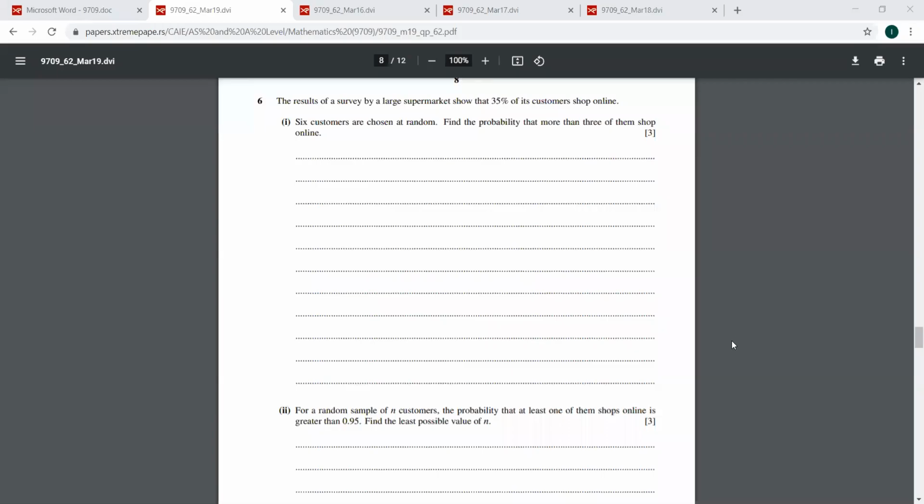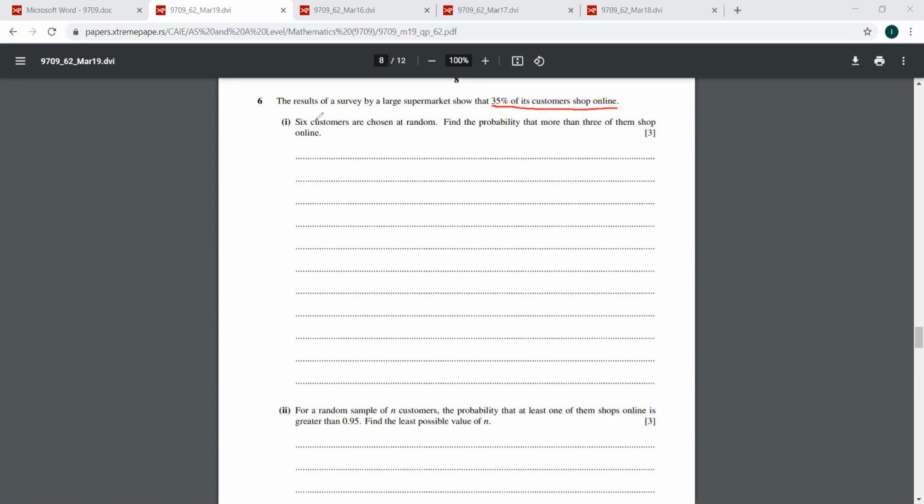From the same paper, we have another question. This is the March 19, Indian version of the statistics paper. And here, the first question, number 6, says the results of a survey by a large supermarket show that 35% of its customers shop online. Okay, this is the information that we have.